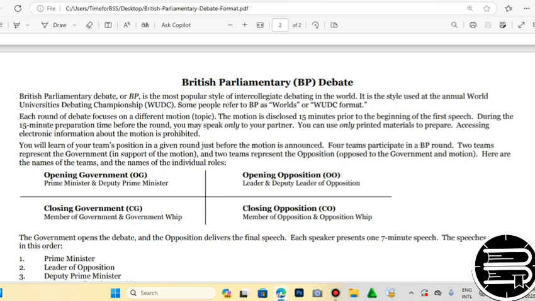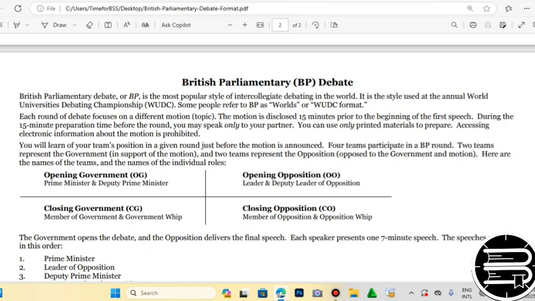This is how we look at British Parliamentary debate, and you should understand that each round of debate focuses on a different motion. You are given a topic which you are going to debate. The motion will be disclosed to you 15 minutes prior to your first speech, so you are allowed to go and prepare for the speech for 15 minutes before the round.